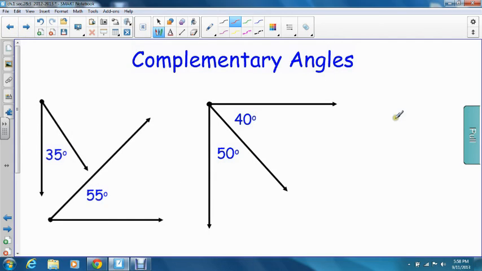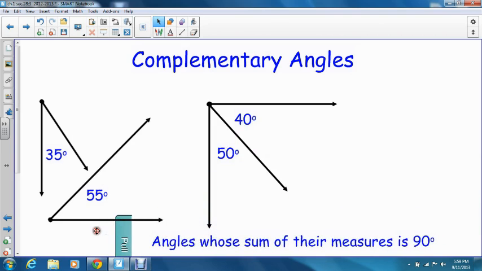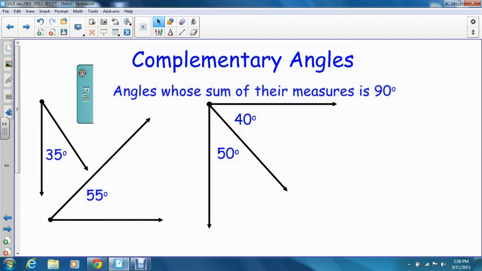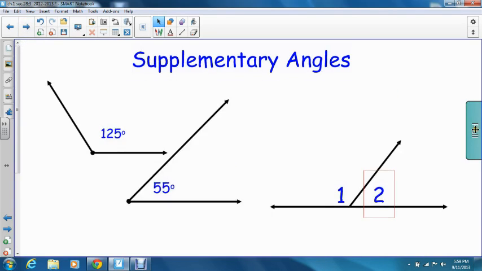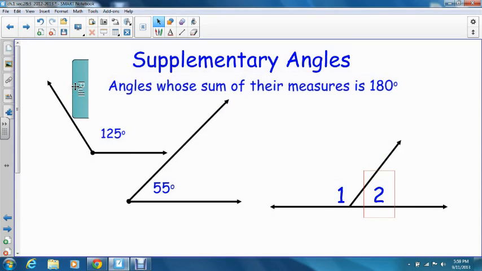Now, these next couple terms, again, these should be review for you. Complementary angles, notice that they add up to 90 degrees, and that's all that complementary angles are. Angles whose sum of their measures is 90 degrees. That's all you've got there. The next term is supplementary angles, and supplementary angles are angles whose measures add up to 180 degrees. That's all that you have there. And think of it in alphabetical order. C comes before S, so complementary is 90, supplementary is 180.